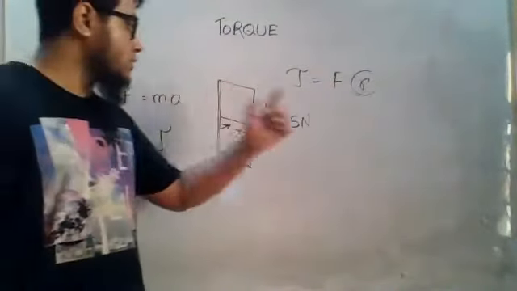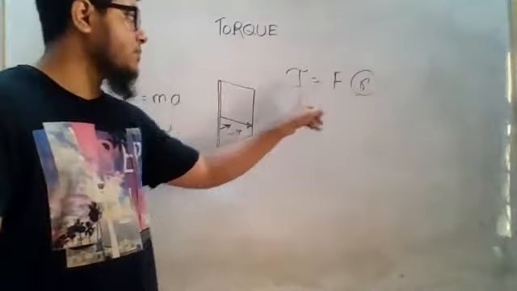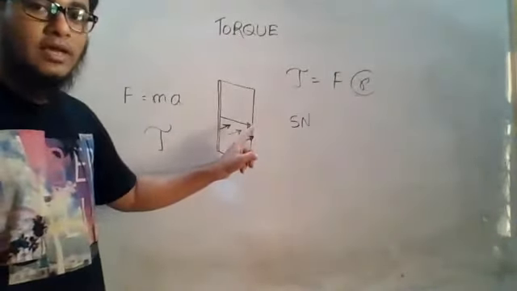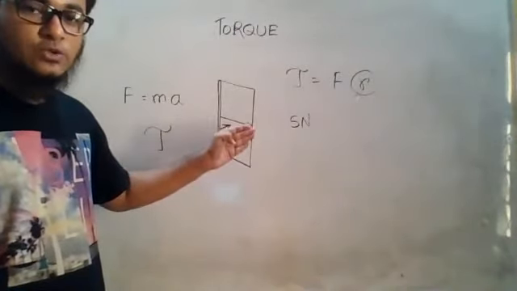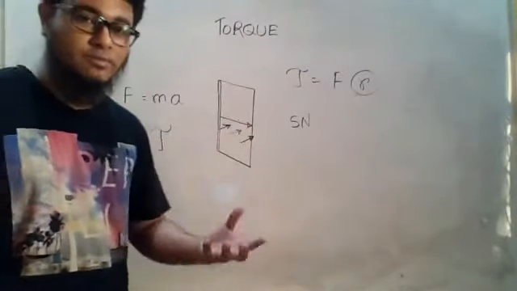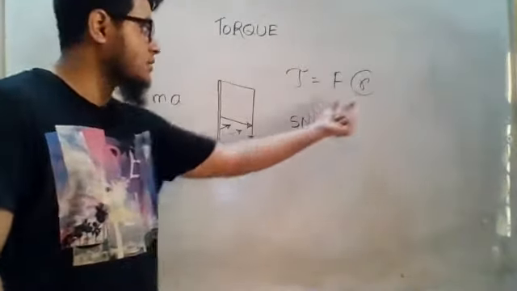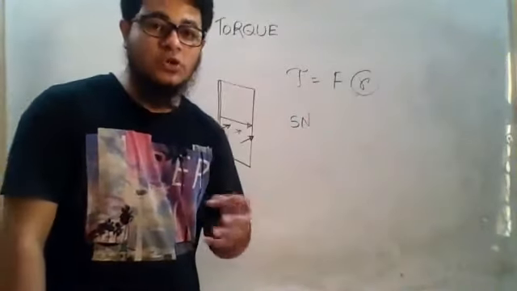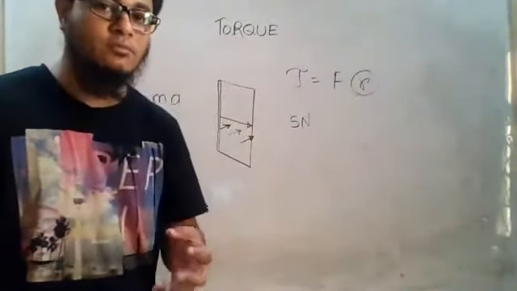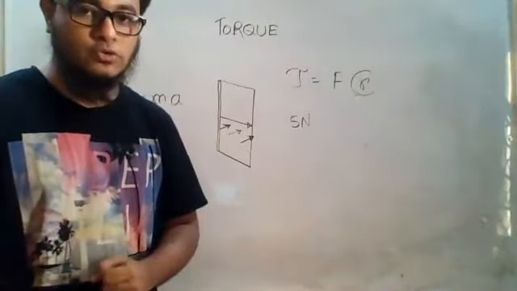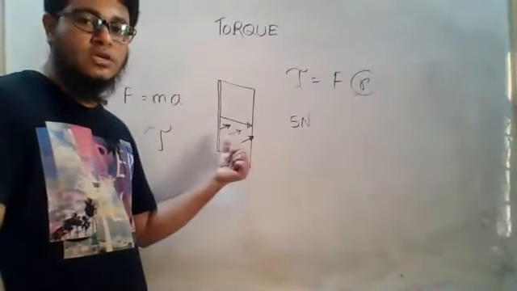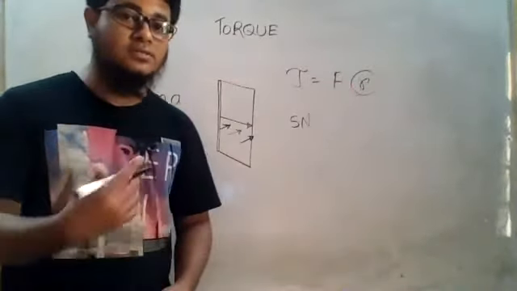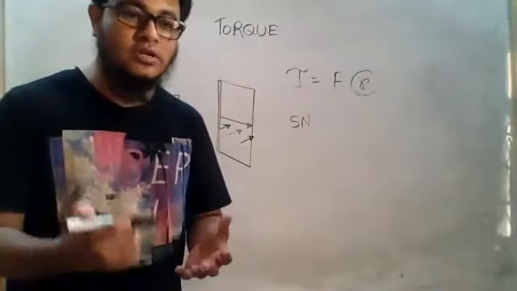So here, if R is maximum, then torque will be maximum. R is maximum when you apply the force at the edge. As you get closer and closer to the hinge, the value of R decreases. As a result, this torque decreases. Now this torque actually determines how much angular acceleration will be produced. So if you get closer to the hinge, R decreases, as a result torque decreases, and as a result the angular acceleration that you will be able to produce will decrease.